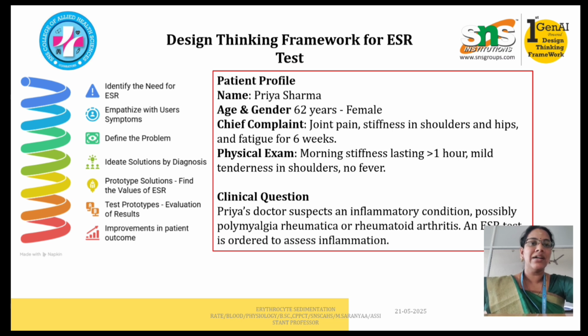Her name is Priya Sharma and her age is 62 years, female. Her complaint is joint pain, stiffness in the shoulder and the hips, and tiredness for almost 6 weeks. On physical examination, she has stiffness in the morning. Her neck gets stiff in the morning after waking up, and she has mild tenderness in the shoulder, but she doesn't have any form of fever.